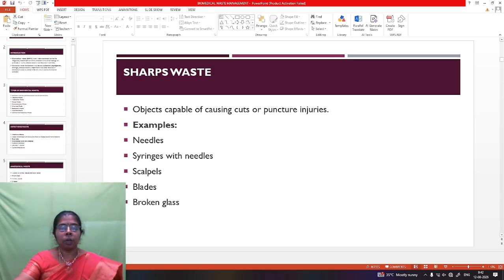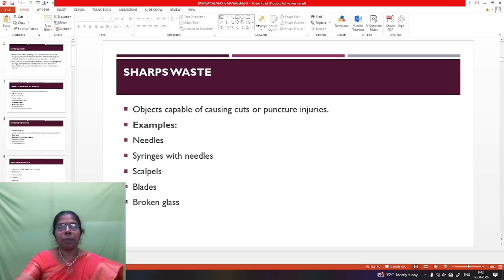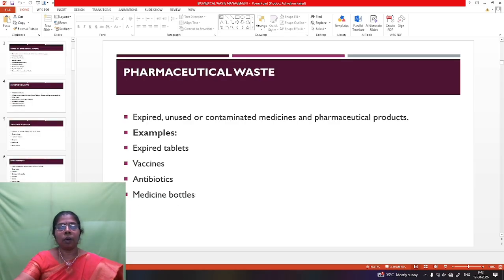And next one is sharps waste. Sharps waste is objects capable of causing cuts, punctures or injuries. Examples: needles, syringes with needles, scalpels, blades and broken glass. And next one is pharmaceutical waste. Already we know about pharmaceutical waste. In pharmacies, mostly tablets and medicines, we are working with medicines. Expired, unused or contaminated medicines and pharmaceutical products are considered pharmaceutical waste. Examples: expired tablets, vaccines, antibiotics and medicinal bottles.